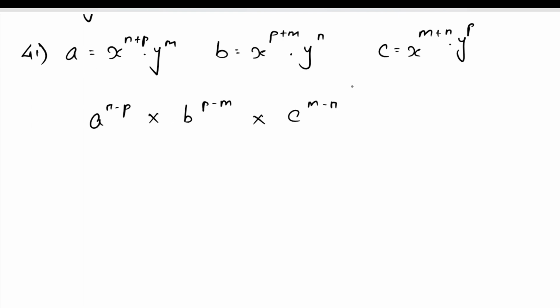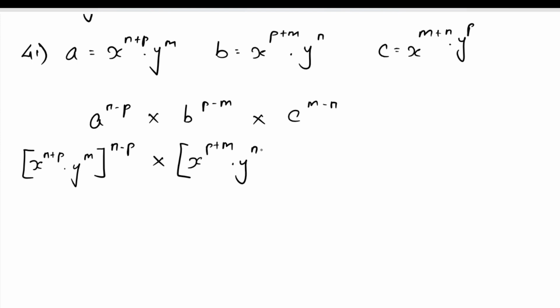Substituting the values for a, b and c, we'll get the value for a is (x^n + p · y^m)^(n−p) into, now b is equal to (x^(p+m) · y^n)^(p−n), into, the value for c is (x^(m+n) · y^p)^(m−n).